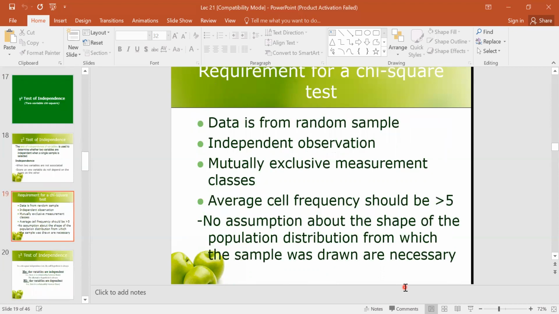So to test this, we require data from a random sample, independent observations, mutually exclusive measurement classes, and the average cell frequency should be greater than 5. These are the assumptions of the chi-square test of independence. There is no assumption about the shape of the population distribution from which the sample was drawn, because it is understood that the chi-square curve is a positively skewed distribution and the shape is the right tail.